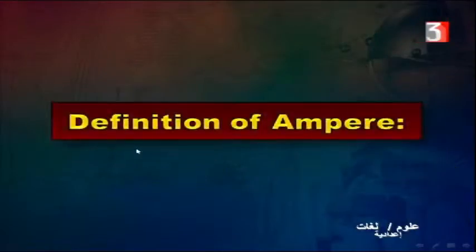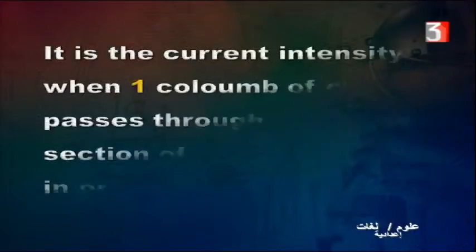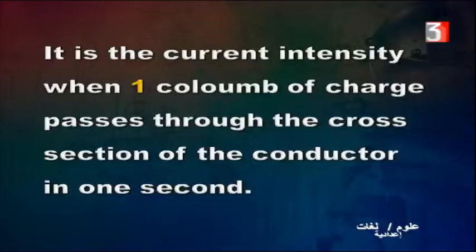Okay, let's have the definition of ampere. Ampere is the current intensity when a quantity of one coulomb is passing through the cross-section of a conductor in 1 second. So, when the quantity is 1 coulomb and the time is 1 second, the electric current intensity is 1 ampere.